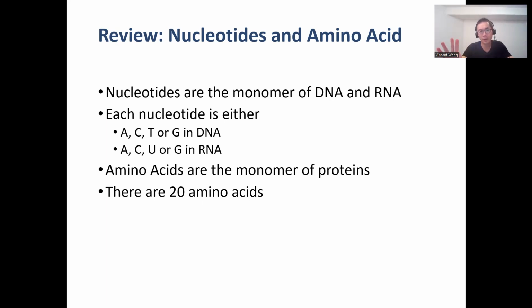DNA and RNA are nucleic acids that are made up of nucleotides. Depending on whether you're talking about DNA or RNA, the nucleotides will have either T or U. We know that by now. Proteins are made up of amino acids, and there are 20 different amino acids. So what we're going to learn is how exactly the body changes the ATCG into the 20 amino acids. What's the code that allows the body to do that?